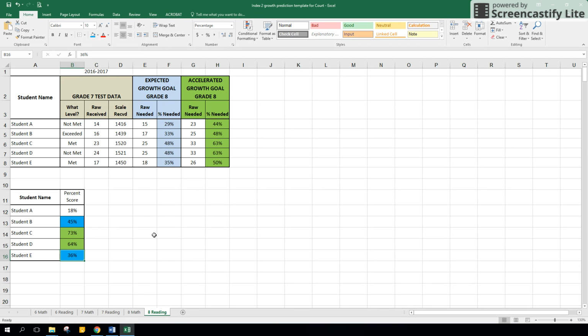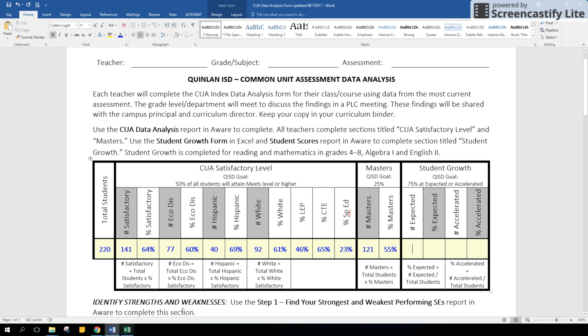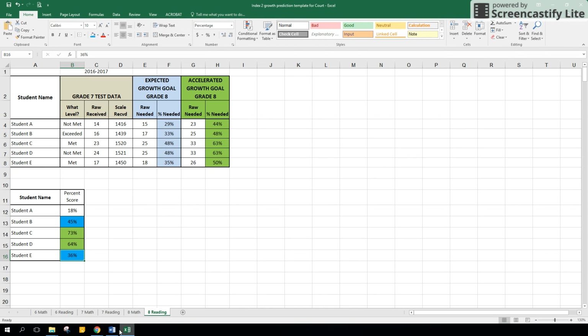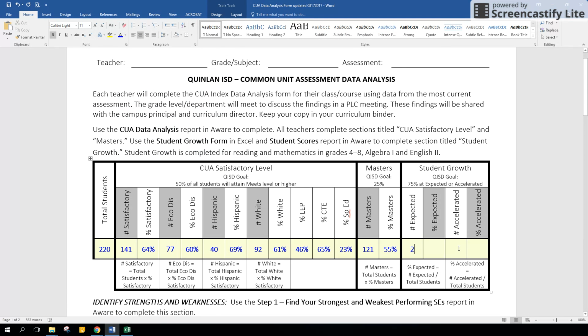Next thing we're going to do is we're just going to count how many blues, how many greens. We're going to start with the blues first because those are expected. There are 2. So where it says number expected, 2. Now I'm going to go back and count my greens. Again, I have 2, so I'm going to be recording 2. The next step is to calculate the percentages.